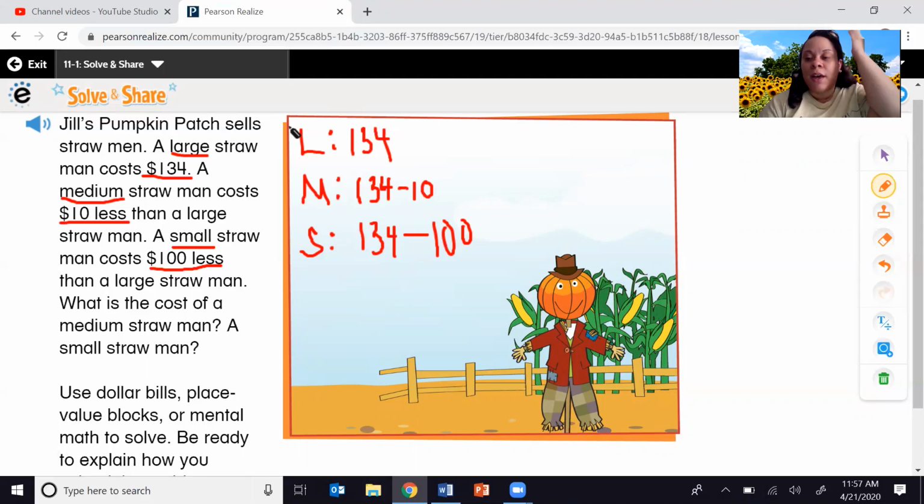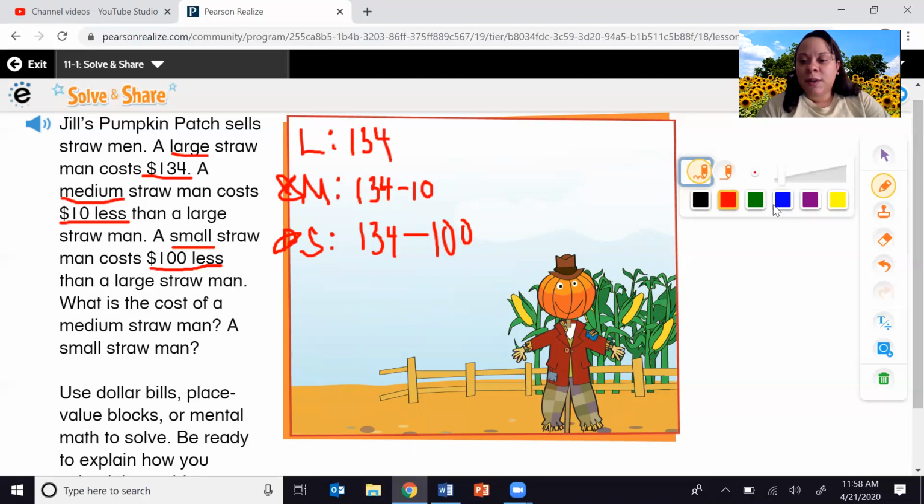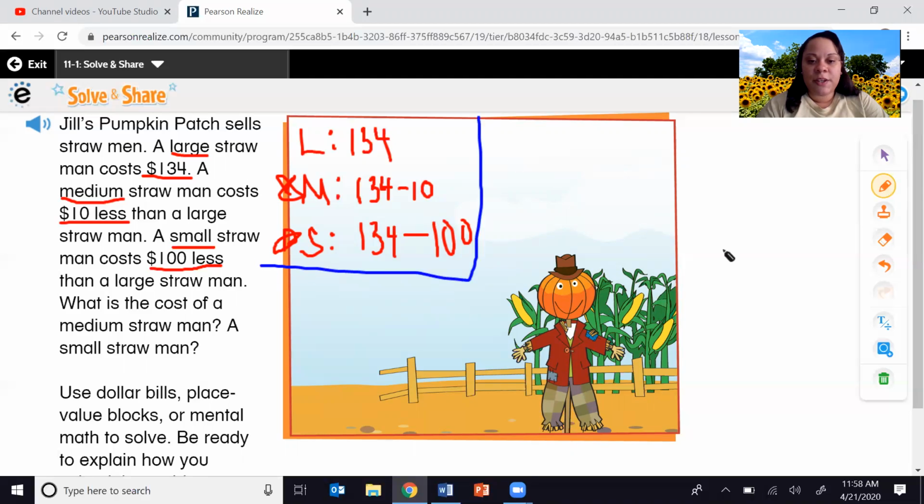So now that I have my equations put up and I have read through my word problem, of course, they're asking us what is the cost of a medium straw man and a small straw man. So we have to figure out this value and this value. So I'm going to go ahead and solve it. I'm going to change my colors here. I'm going to put this off in the corner because that's my special box of equations. And I'm going to solve for the medium straw man first.